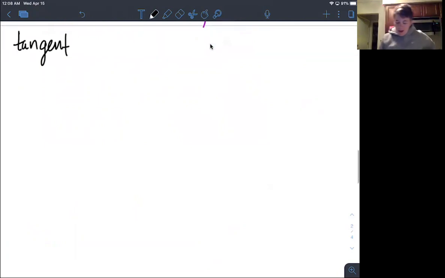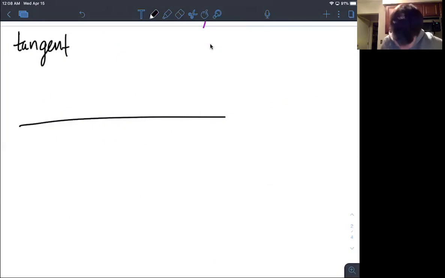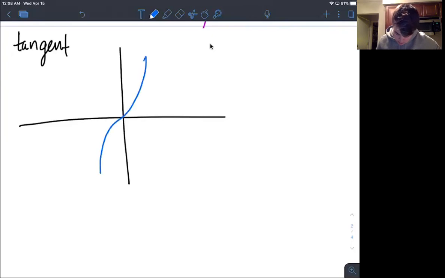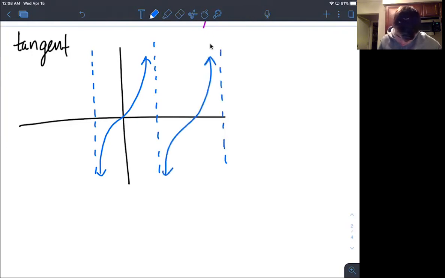and then come back. Okay, so the tangent graph looks like, rough sketch, like that. And then I know I have an asymptote. Let's draw a better asymptote, like so, and then that happens again with another asymptote, and then it happens over here. Nope, it happens over here too. That's another asymptote.